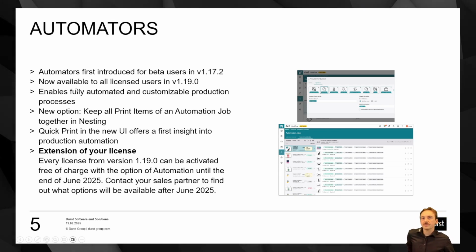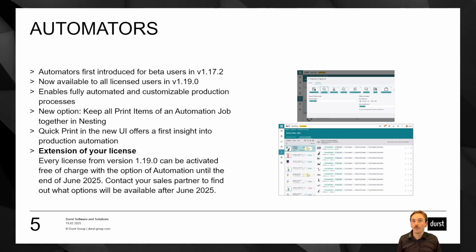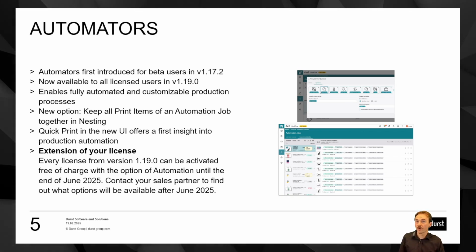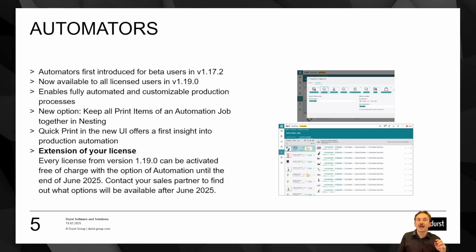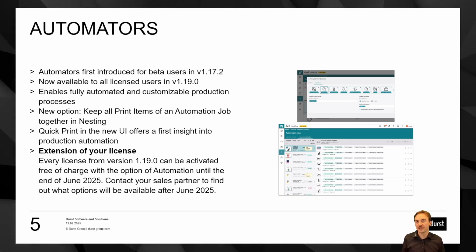Automators. Automators got first introduced for beta users in 1.17.2 and now for all licensed users in 1.19.0. And now I'll give you a very important information. Every license from version 1.19.0 can be activated free of charge with the option of automation until the end of June 2025.